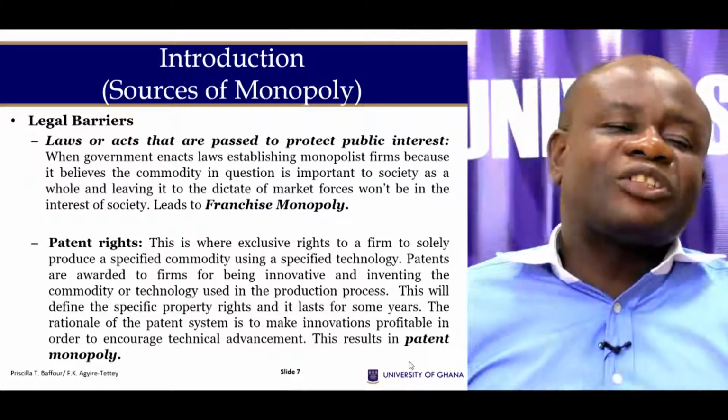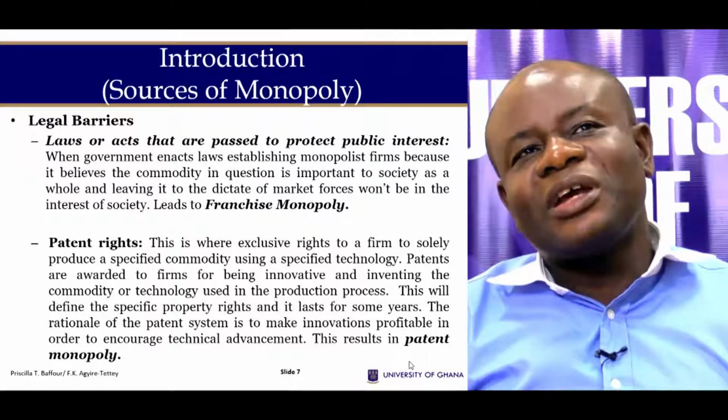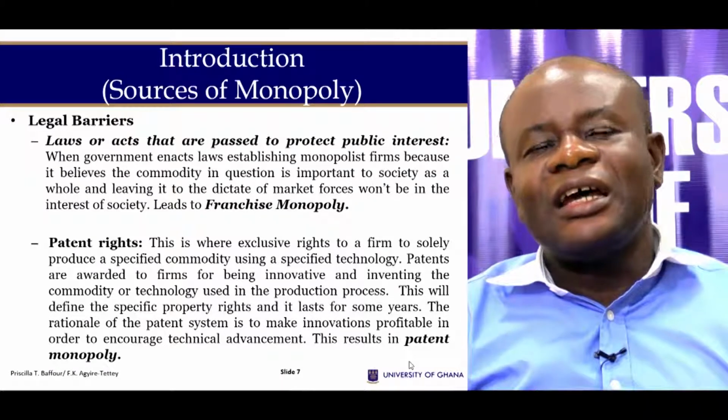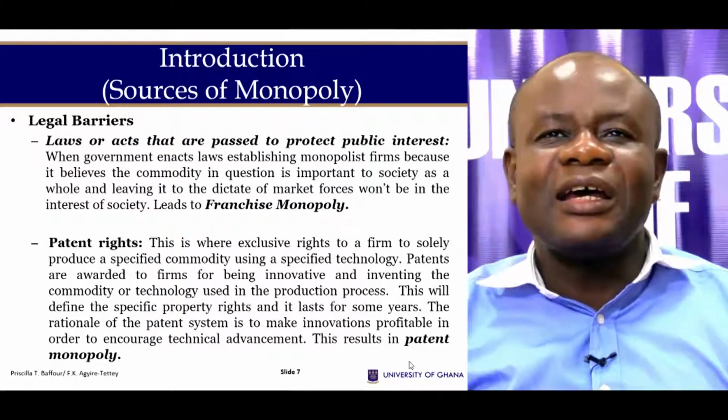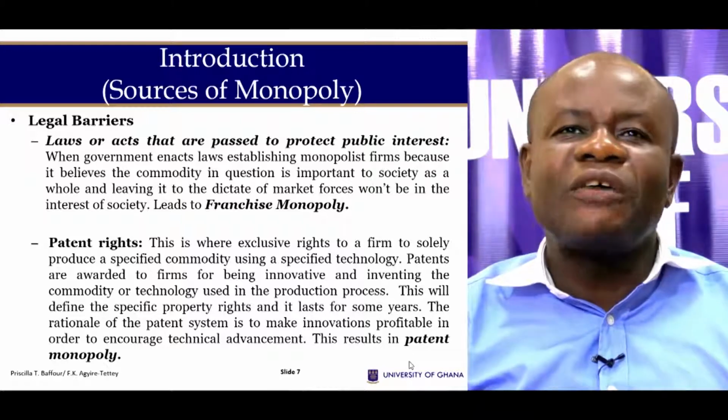So what are the sources of monopoly power? First, we can talk about legal barriers. We can have laws that will restrict or give the firm the right to be the sole producer of the commodity.